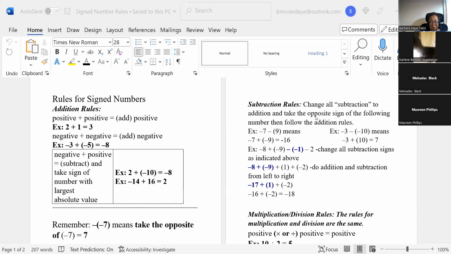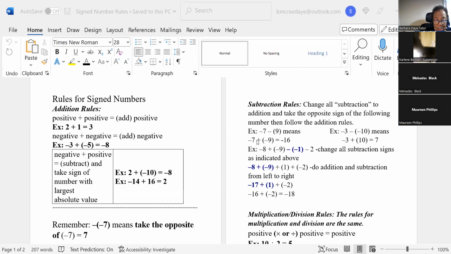When you have a subtraction, you change all subtraction to addition. So -7 minus 9. That minus right there is subtraction. Make it just a plus. That's just a different way to put it, but it's actually the same. Minus means add the opposite, gives minus, right? And then it says to follow the addition rules. You're absolutely right.